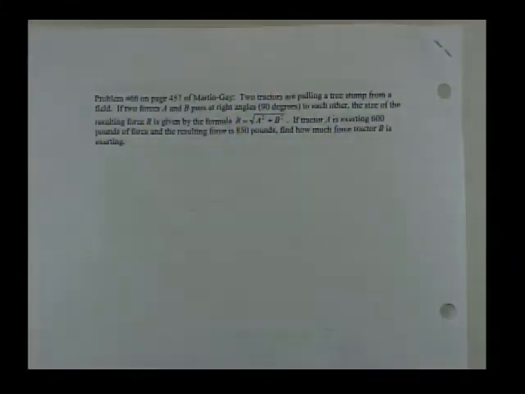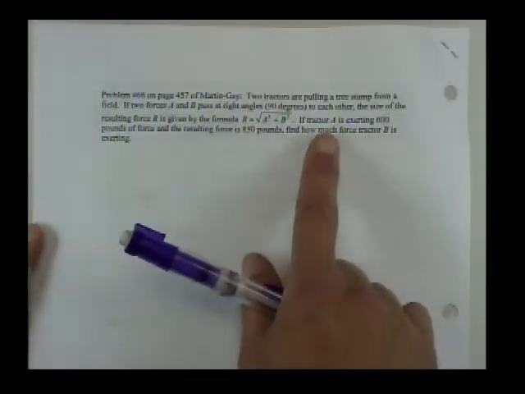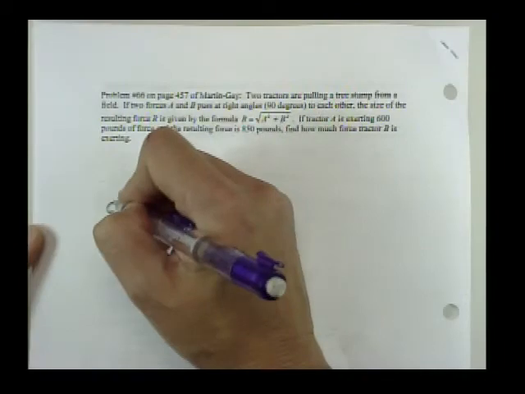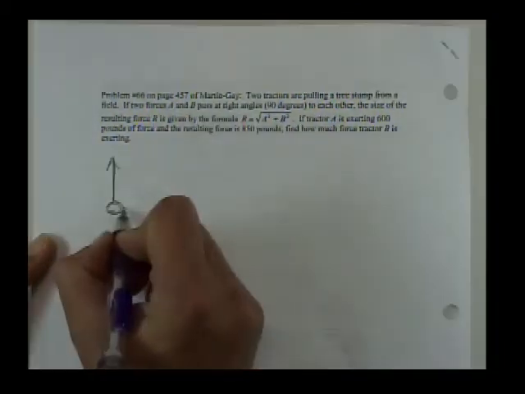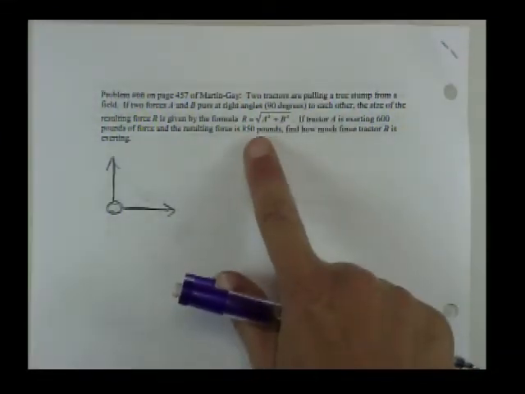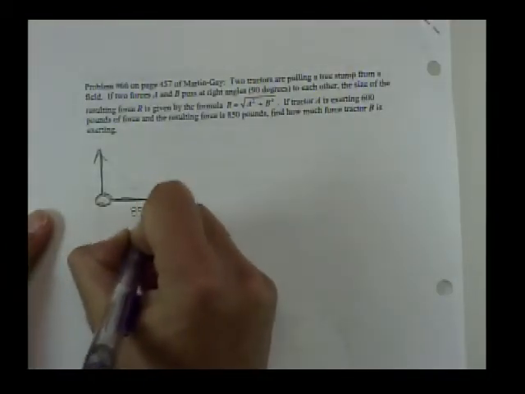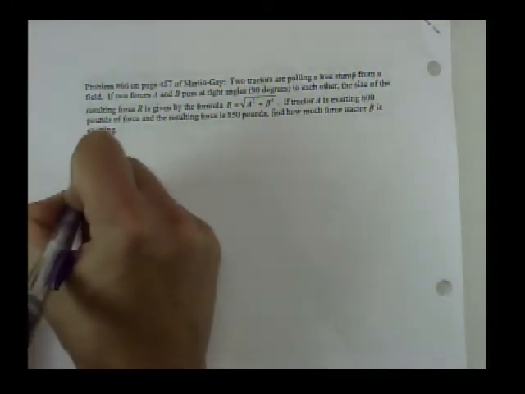Okay, problem 66 from the book. It says 2 tractors are pulling a tree stump from a field. If 2 forces A and B pass at right angles, or 90 degrees, to each other, the size of the resulting force is given by this formula, and they tell us how much force tractor A is exerting and how much force tractor B is exerting. So here's the tree stump, and tractor A is pulling this way, and at 90 degrees maybe tractor B is pulling this way, and it looks like tractor B is pulling a little bit harder. 850 pounds of force. And tractor A was just 600 pounds of force.